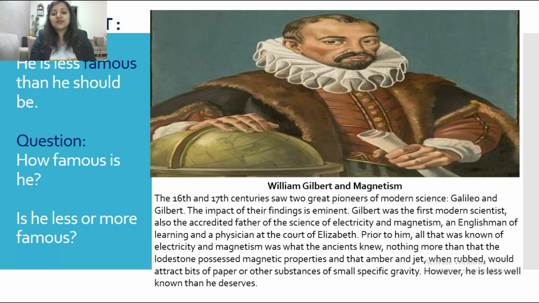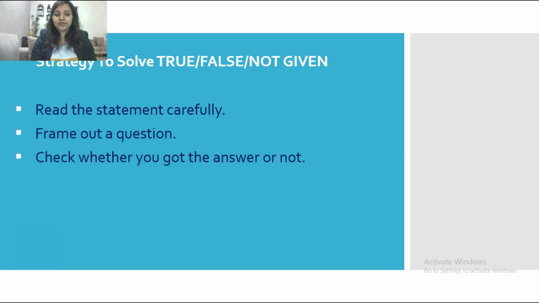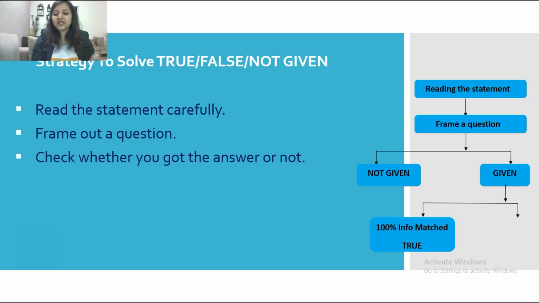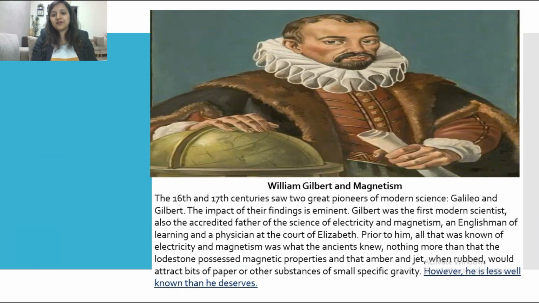by reading the information given in the short paragraph over here, that means the information is given. And if nothing is mentioned about his fame, then you will be picking the not given option. So let's check whether you have got the answer or not, right? You need to analyze whether the answer is given or not given. Then if you got something about his fame, you need to analyze whether the information is matching completely or it is contradicting.